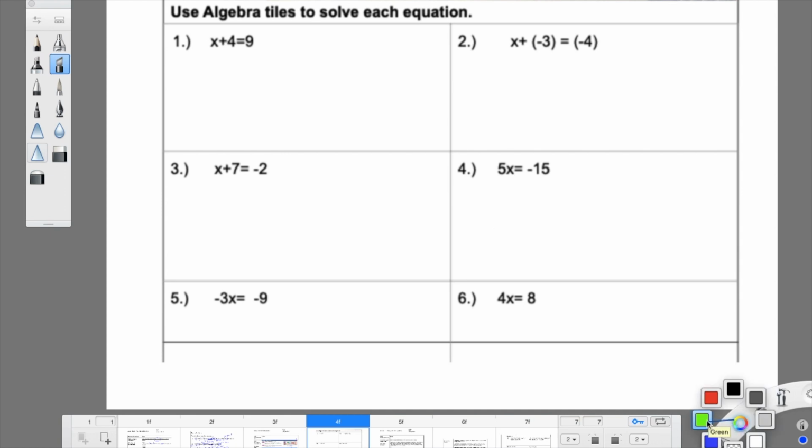So let's see. I'll do the same colors they did. So we have x plus 4 equals 9. So here's my X tile.